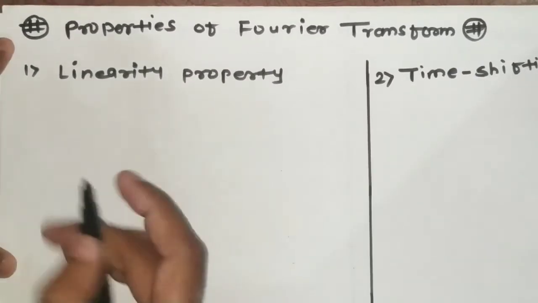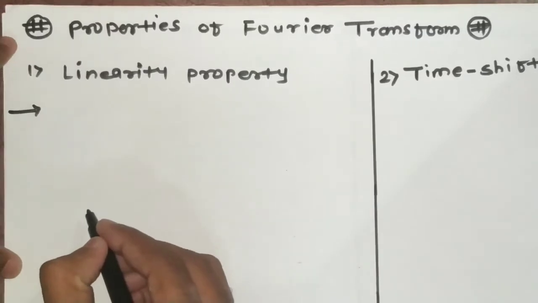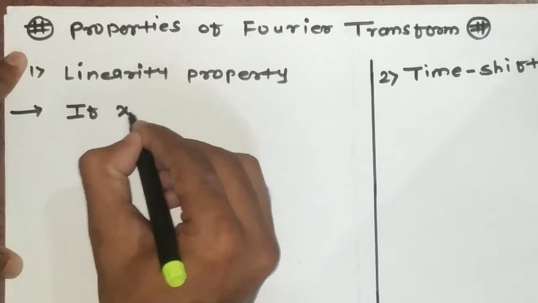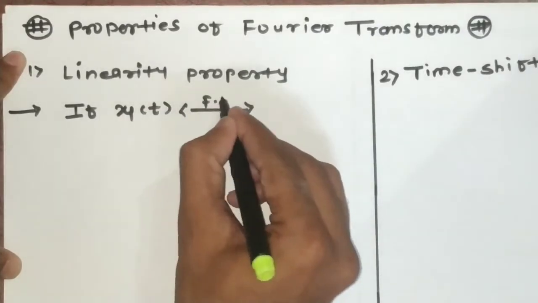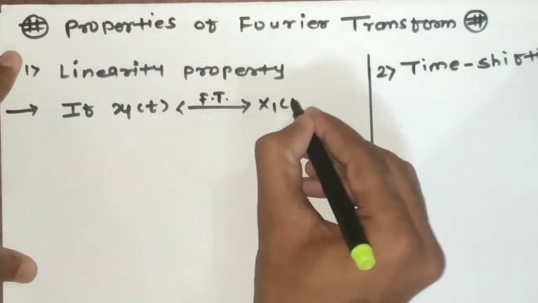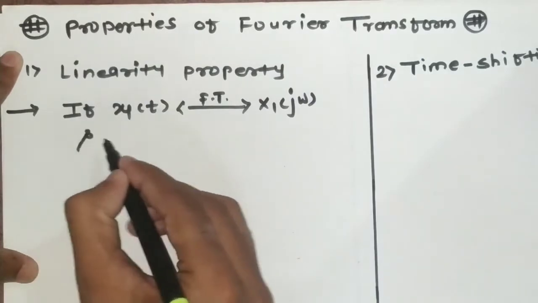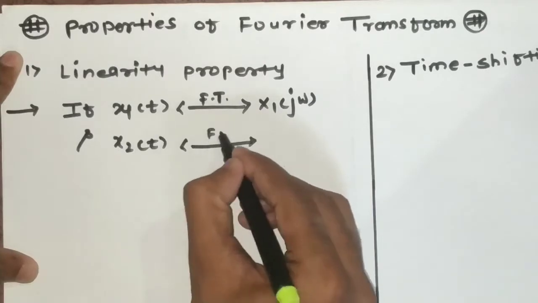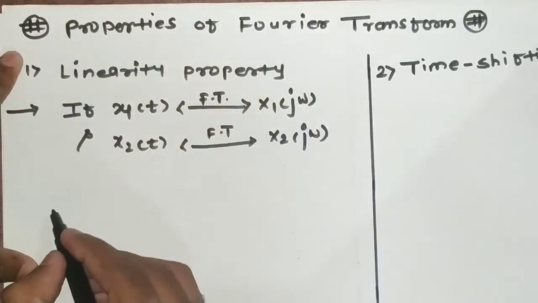So as far as the first property is concerned, that is the linearity property, which shows the superposition principle. Let us consider we have an input signal x1 of t whose Fourier transform, probably continuous time Fourier transform, I am writing it as X1 of j omega, and we have another signal x2 of t whose Fourier transform is X2 of j omega.